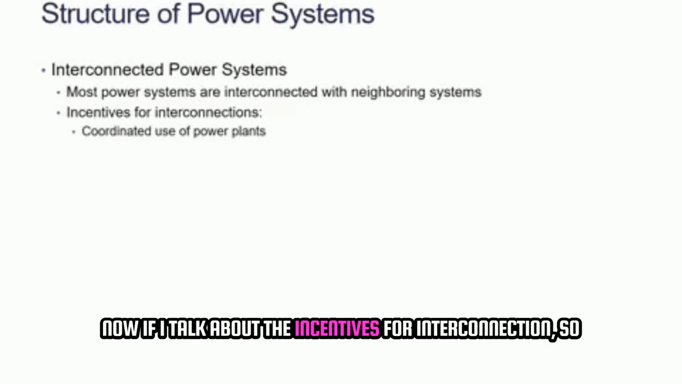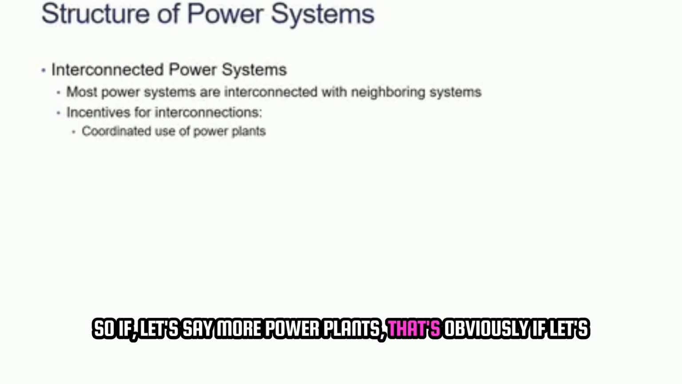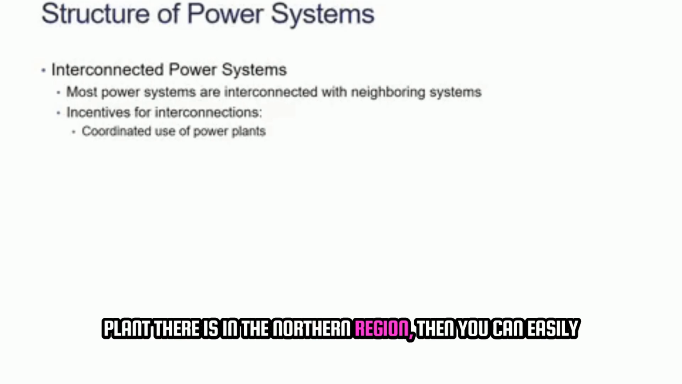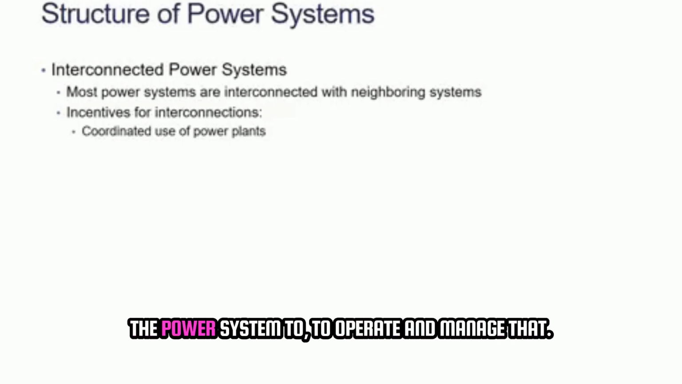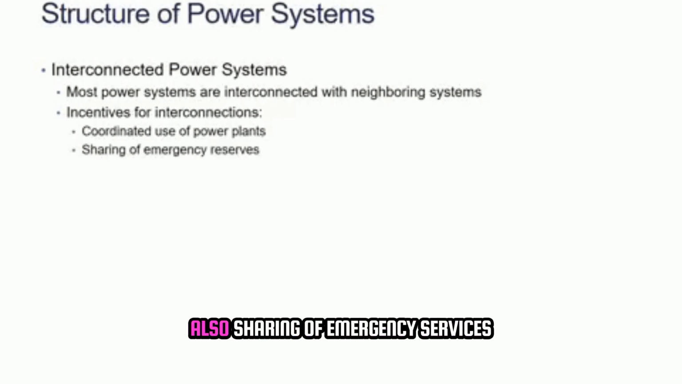Now, if I talk about the incentives for interconnection, obviously, as I told you before, it becomes easy to operate, with coordinated use of power plants. If there is a power plant in the eastern region and a power plant in the northern region, then you can easily coordinate with them and run the power. If there is a disturbance on one side of the network, then you can tell the other side of the power system to operate and manage that. So that becomes very convenient. Also, sharing of emergency services is very important.